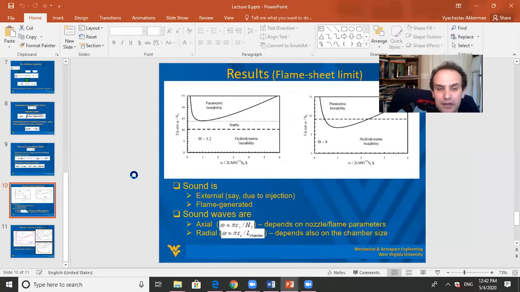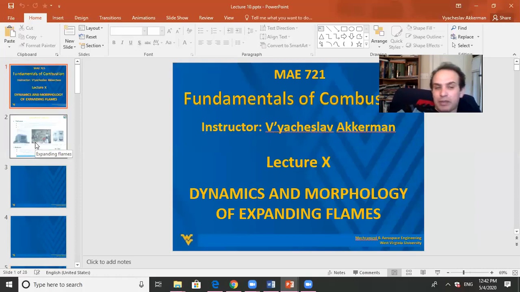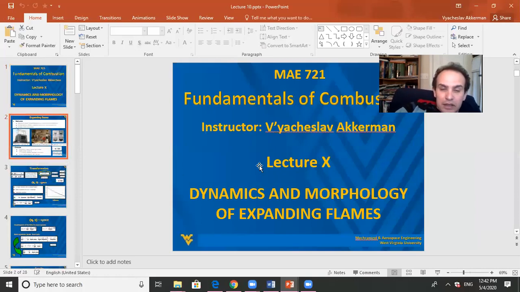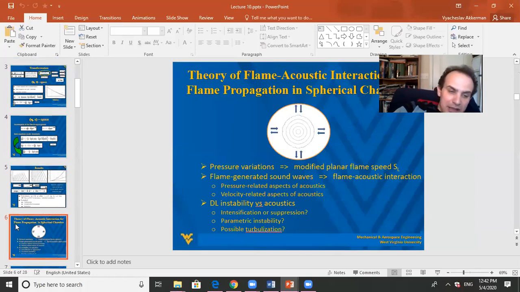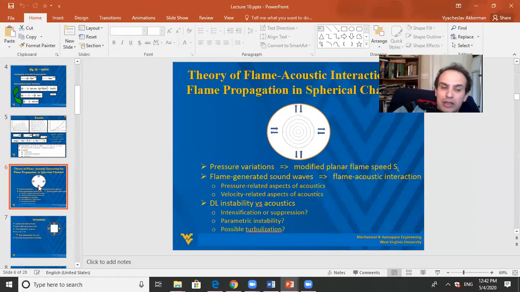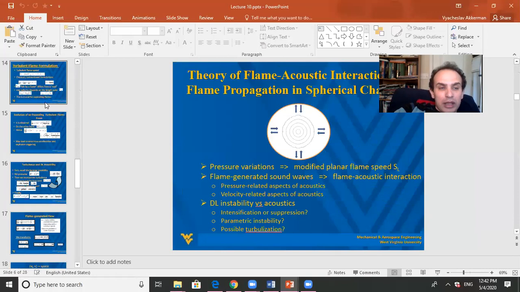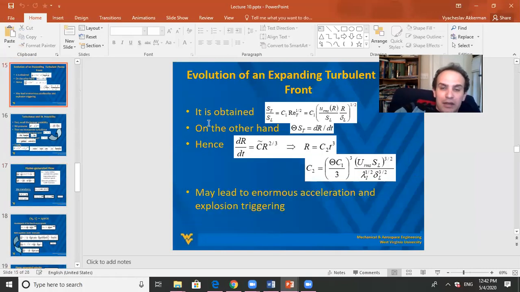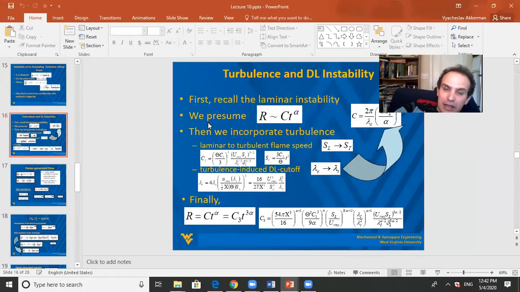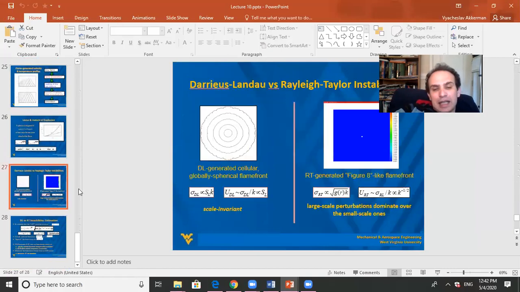In chapter 10, we investigated expanding flames, just particular approaches to expanding flames. We saw how we can accelerate, and first we considered just expanding flames, then we investigated how acoustics can be coupled here, then how turbulence can be coupled here, and it shows that with turbulence the effect becomes extremely strong. The flame may accelerate like t to the power 4. It's a really strong effect. And also we considered a central gravitational field and investigated it.